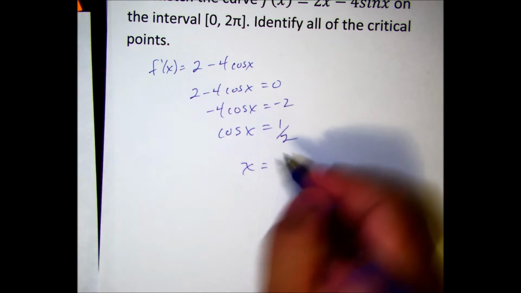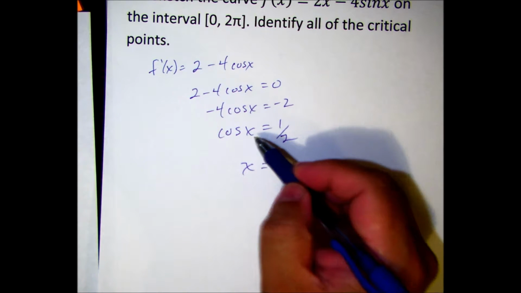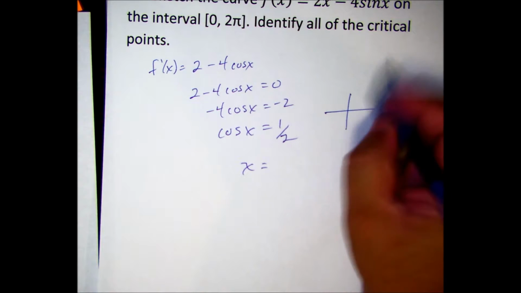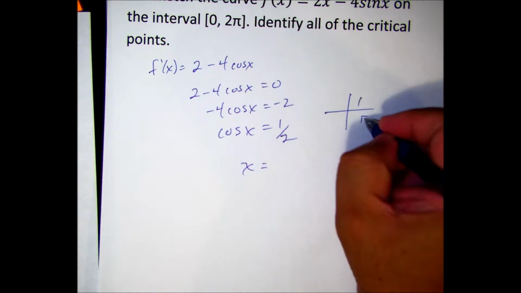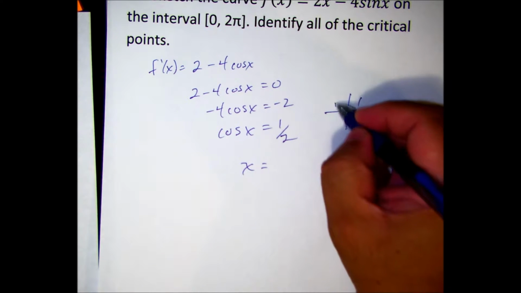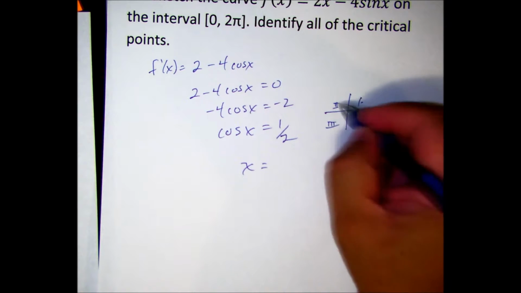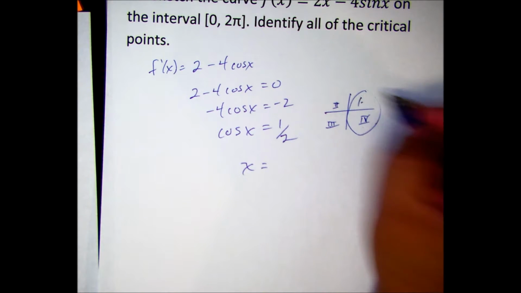Alright, so where is cosine positive, first of all? Cosine x is positive in the first and fourth quadrant. Oops, I can't write 4. Alright, 1, 2, 3, 4. Cosine is positive here, okay?